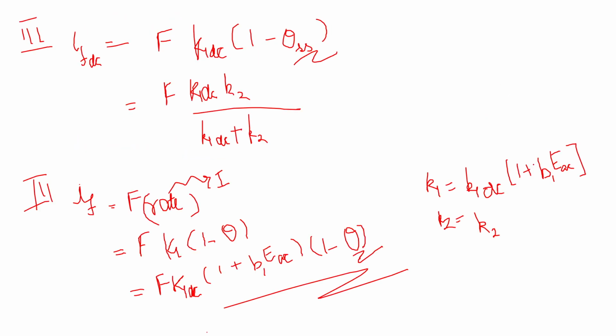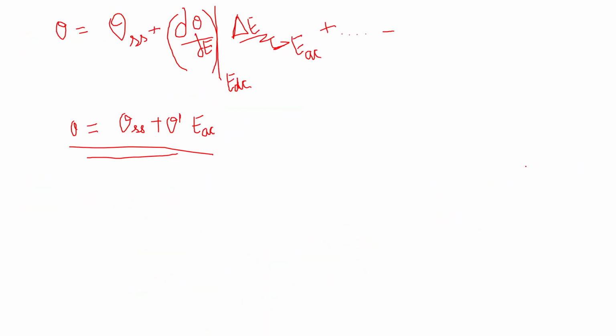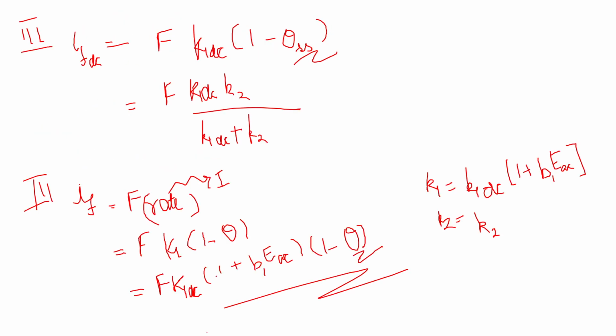So like K1 and K2 here, which I wrote as the DC rate constant for the DC into 1 plus B into AC potential, same way this equation is also going to remain the same. So now your next step is, what you have to do is substitute this, that is theta value, in this equation.